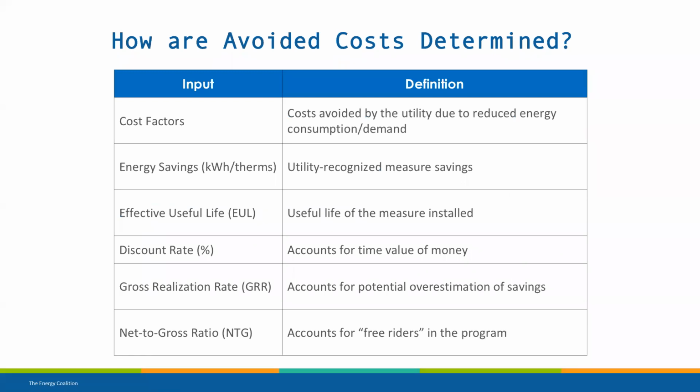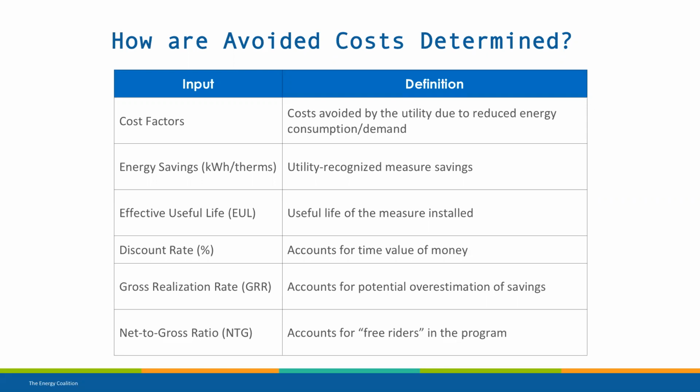So to talk about avoided costs, we need to understand some of the important terms and lingo involved in the avoided cost-benefit analysis. So the main thing is the cost factors. When you save a kilowatt hour or a therm, what costs are avoided by the utilities? So this looks mainly at reduced costs in infrastructure, but there are also costs in programs and planning. So we can look at that as a function of the energy savings, which are the utility recognized measured savings or measure savings. And then another important factor to consider is effective useful life. How long will a measure or program continue to deliver those energy savings reliably? And then the next thing we have to consider is also discount rate, which, because we're talking about avoided costs, we have to account for the time value of money over that effective useful life.